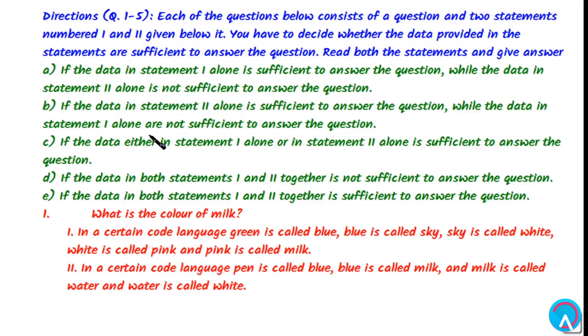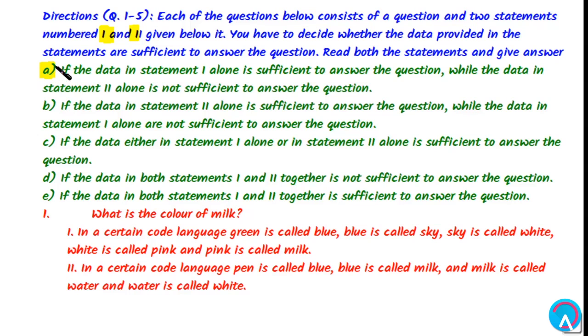Questions on data sufficiency. Directions for answering questions 1 to 5 are: each of the questions below consists of a question and two statements numbered 1 and 2. You have to decide whether the data provided in the statements are sufficient to answer the question or not. Read both the statements and give the answer.